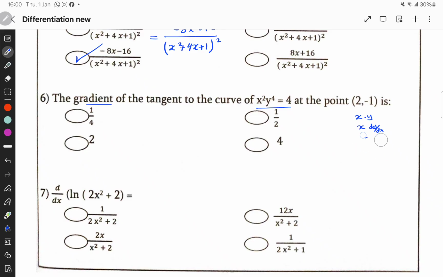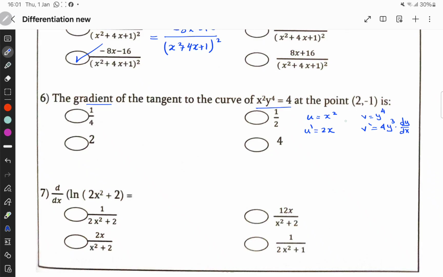So, to differentiate that function, I have multiplication. U equal x squared, and v is equal y to the power 4. In implicit, we differentiate x normally. Derivative of x squared, it's 2x, because we differentiate with respect to x. But for y, we just do that: 4 times 1, it will be 4, y to the power 3, then multiply it by dy over dx.